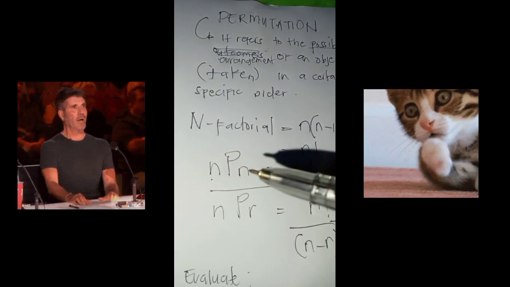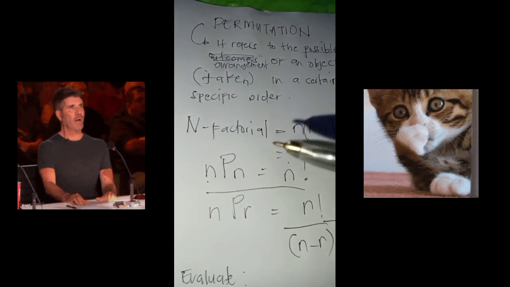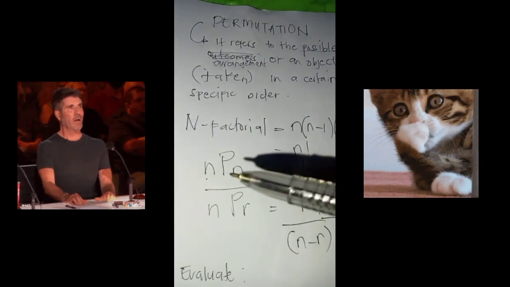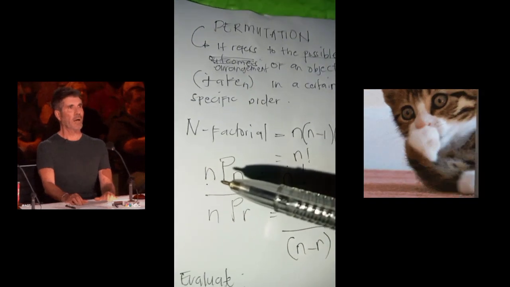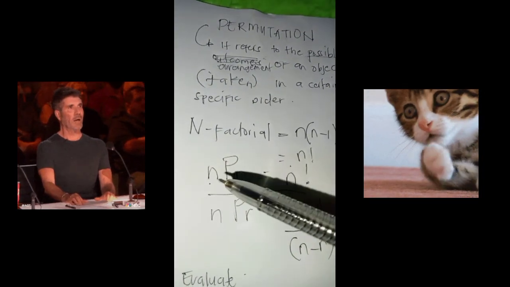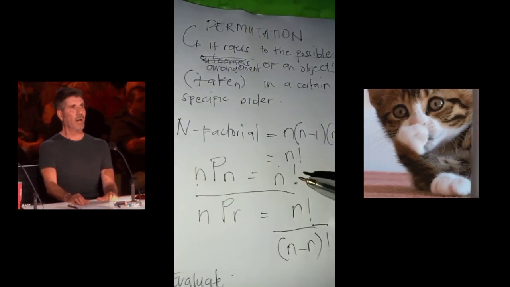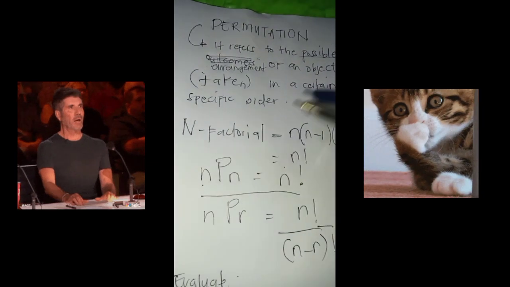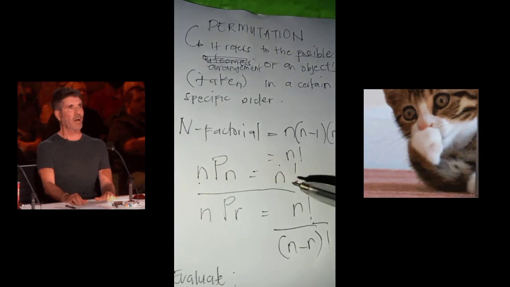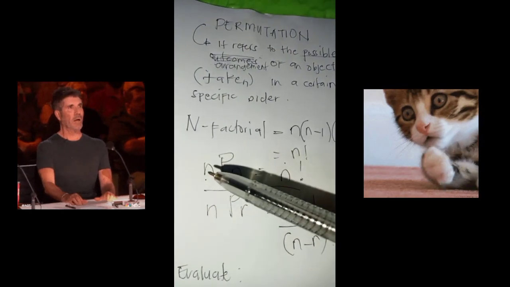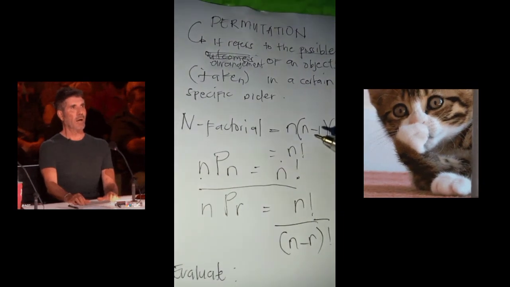The formulas for the other cases are a permutation taken all at a time and a permutation taken r at a time. For a permutation taken all at a time, we use the formula nPn, which is equal to n factorial, like the formula for n factorial. Therefore, if the value of n is 7, it is 7 factorial.